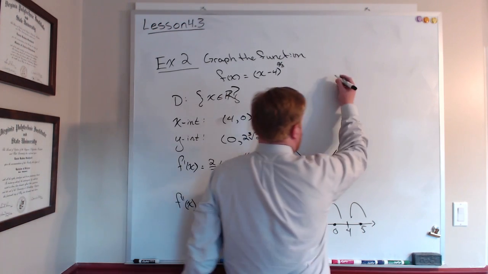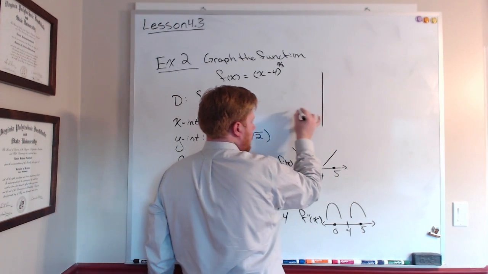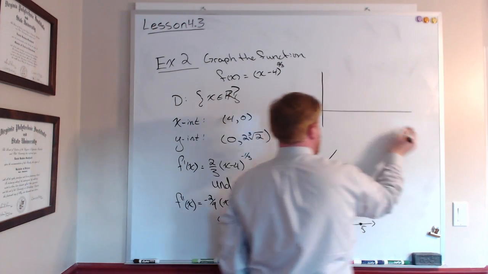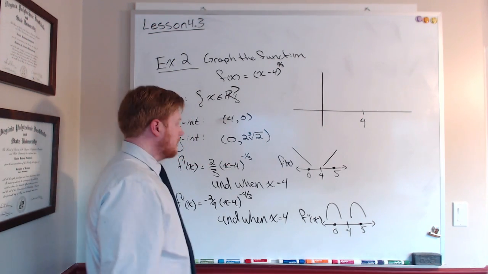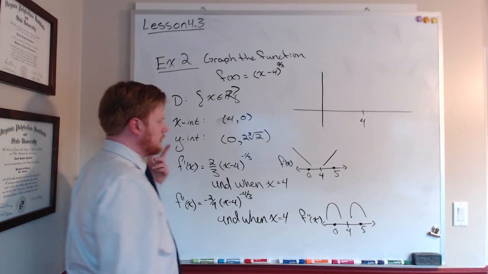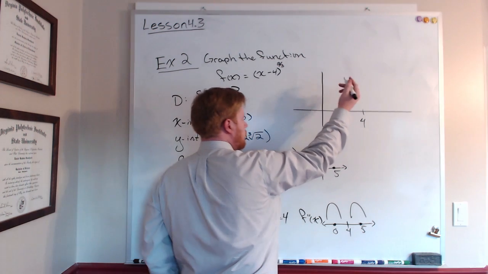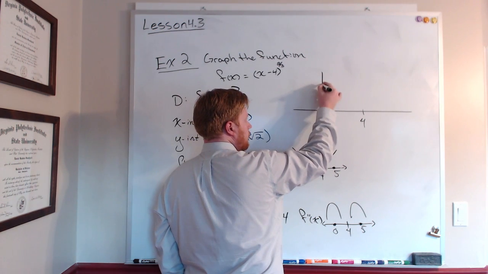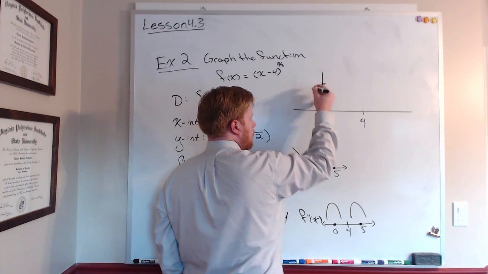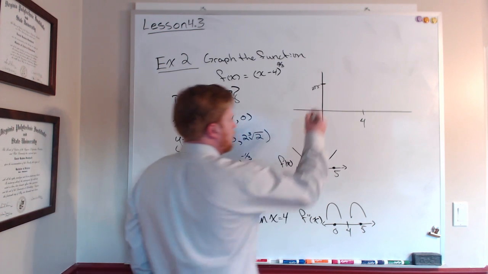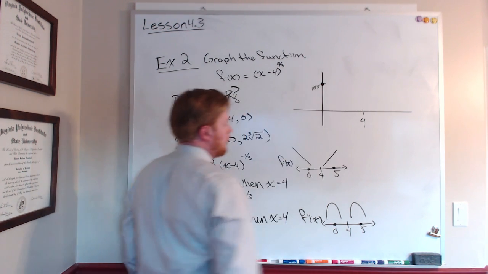So let's see what this graph might look like. Maybe you already know what it looks like in your head, but there's really only one thing going on at 4, because that's my x-intercept. My y-intercept is 2 cube roots of 2. So we'll call that 2 cube roots of 2, whatever that is.